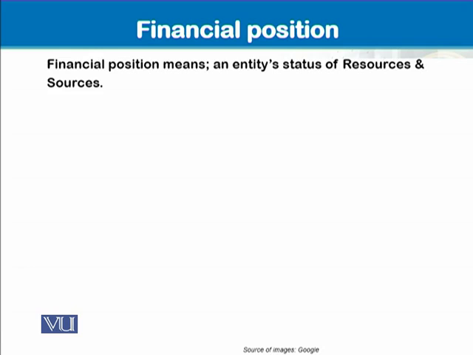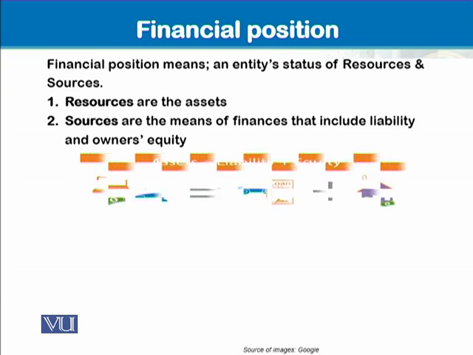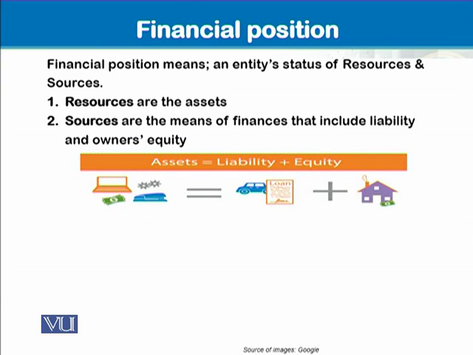Financial position means the entity's status in terms of resources and sources. Resources are the assets of the entity, whereas sources are the means of financing those assets, which include liability and owner's equity. By the way, we will learn these terminologies in the upcoming modules: what is asset, what is liability, what is owner's equity. So when we say financial position means the financial status of an entity having resources and sources, the resources are assets and sources are liabilities and equity. So the equation would always be that assets are equal to liabilities and equity.